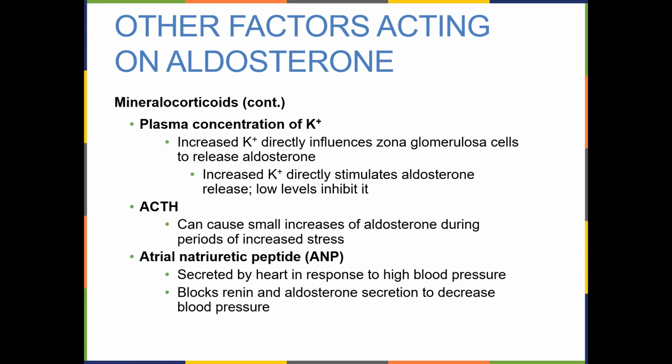So the way we treat hypertension is to give patients what we call an ACE or an ARB, an angiotensin converting enzyme inhibitor or an angiotensin receptor blocker. In both cases, we stop the production of aldosterone. Those are the two very, very common approaches to controlling blood pressure.